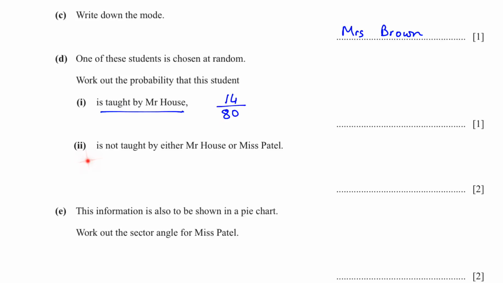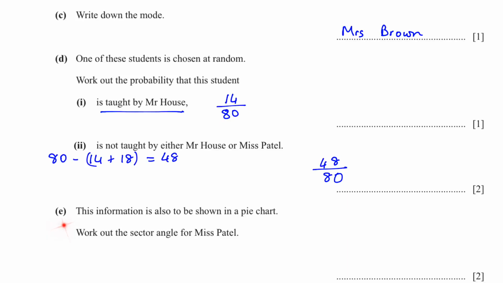In D2, we are supposed to find the probability of the student not taught by either Mr. House or Mr. Patel. The students taught by Mr. House are 14 and by Miss Patel 18. So if we subtract this from 80, we will get the number of students that are not taught by Mr. House or Mr. Patel, and that is 48. Probability is always written as a fraction or decimal. So this is the outcome we want, 48 over the total possible outcomes, that is the total number of students, which is 80.